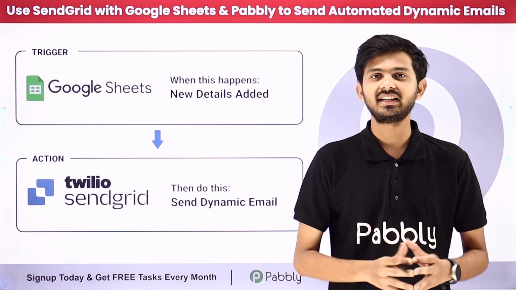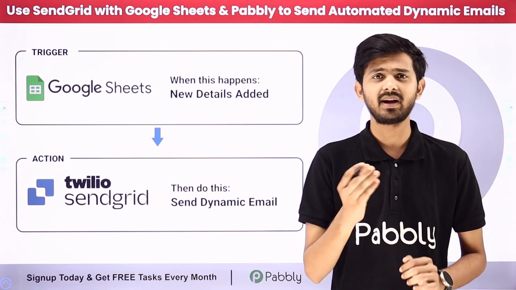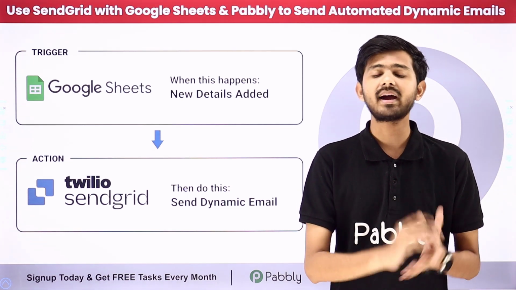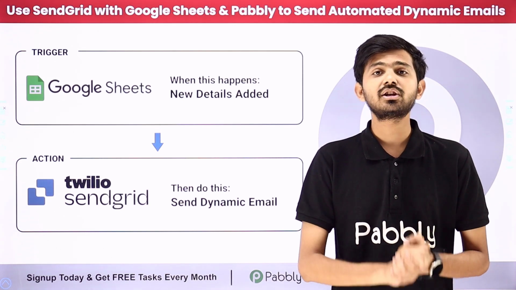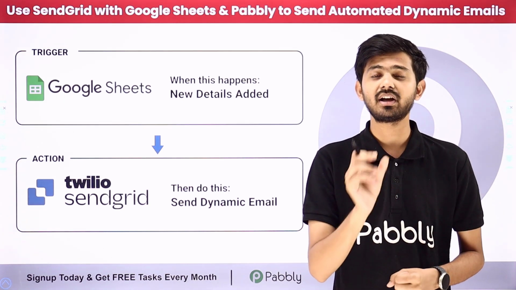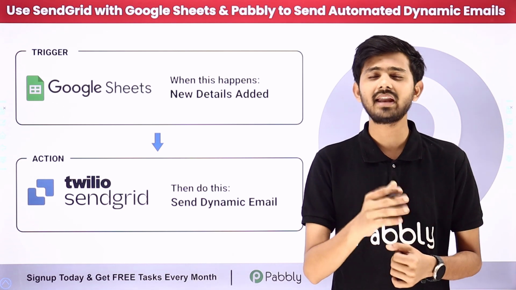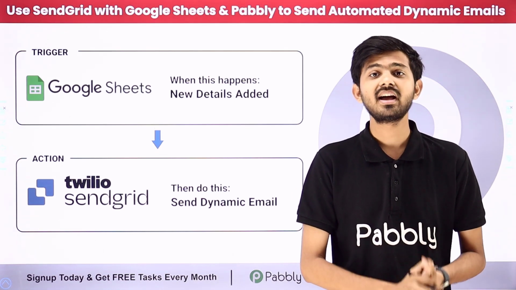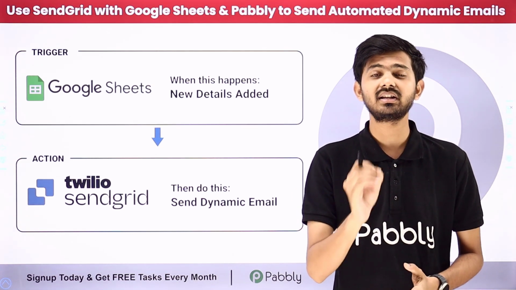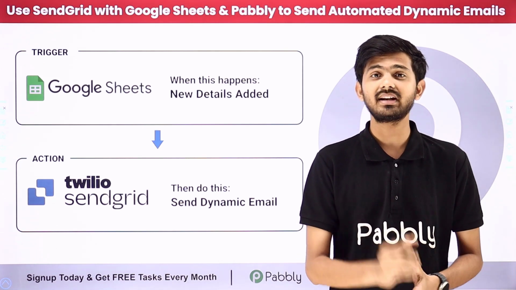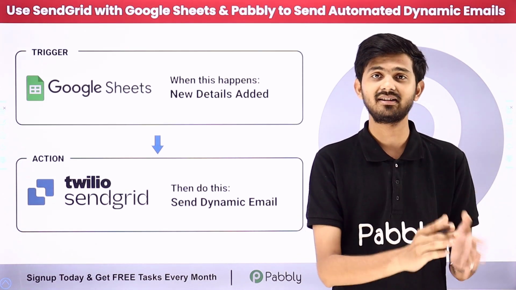So here in my Google Sheet, I'm managing some dynamic data of my leads, clients, customers or my email recipients. Now what I need to do is that as I add the data of a new client, customer or any email recipient in my Google Sheet, then automatically, by capturing the details of that new row, I want to send a dynamic email by using SendGrid.